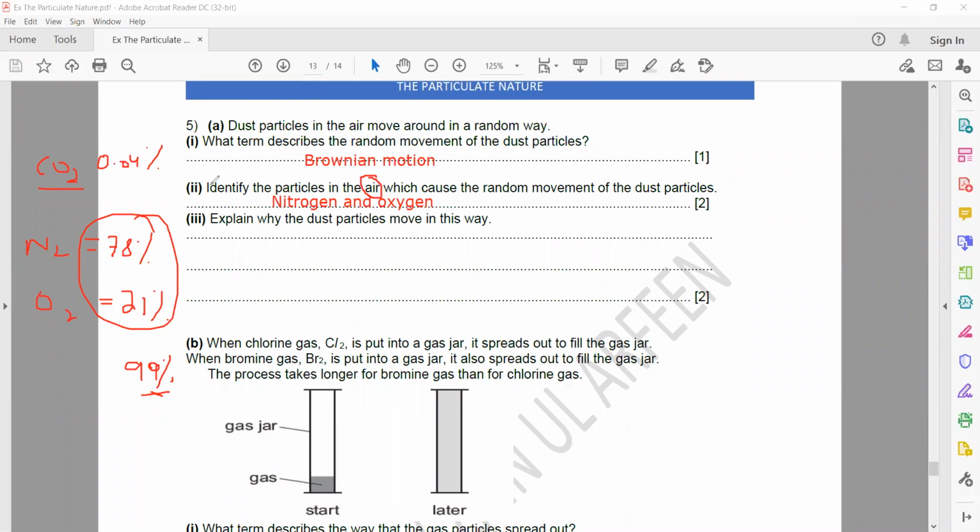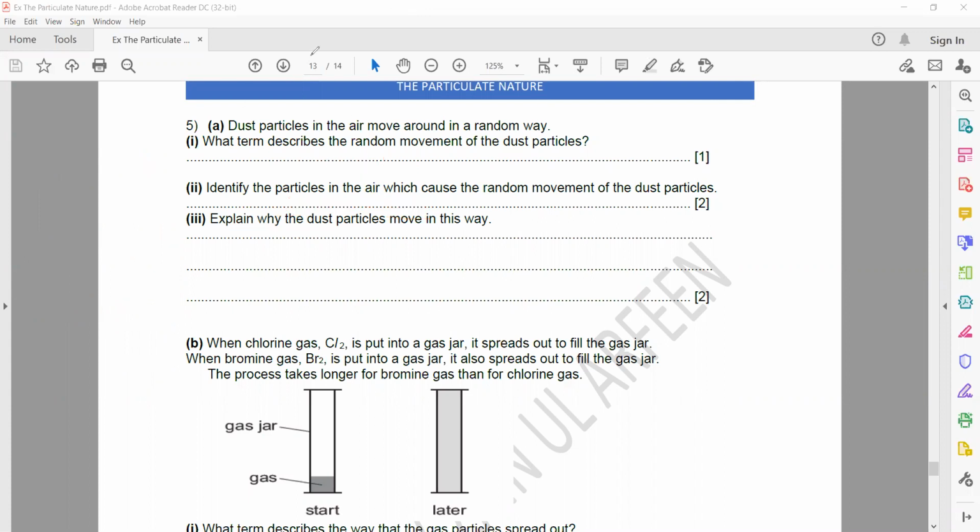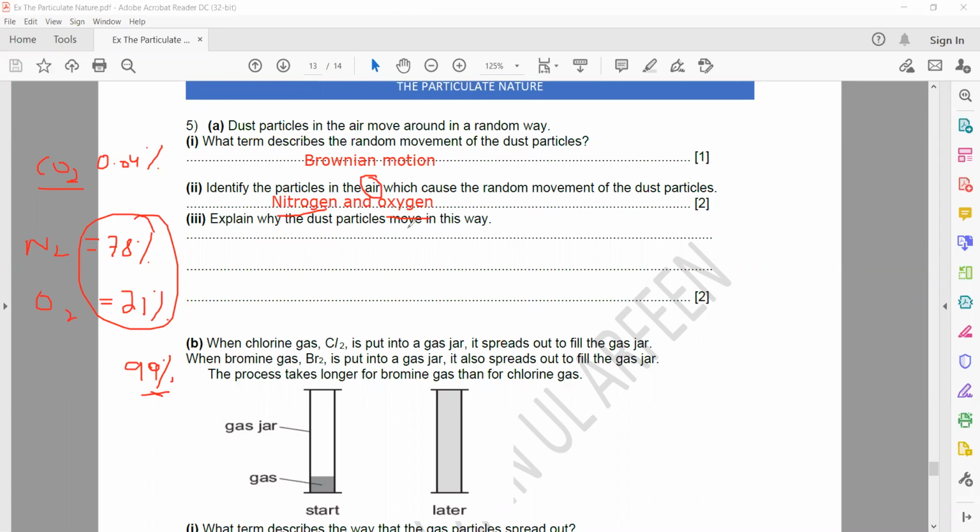So 99% of the air consists of nitrogen and oxygen. So these are the particles responsible for most of the collisions. Yes, there will be collisions of carbon dioxide with a smoke or dust particle, but most of the collisions are due to nitrogen and oxygen. So one mark is for mentioning nitrogen, and the second mark is for mentioning oxygen molecules. Explain why the dust particle moves in this way. It's the same answer we have discussed: they are colliding with the lighter air molecules hitting the dust particle, which causes the random motion.